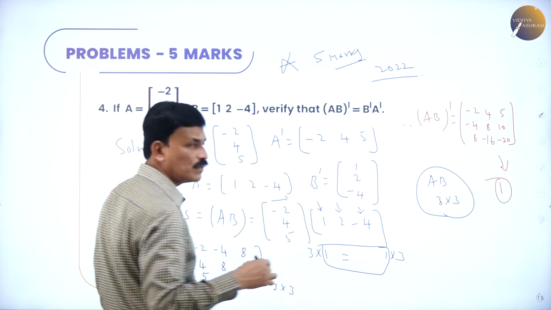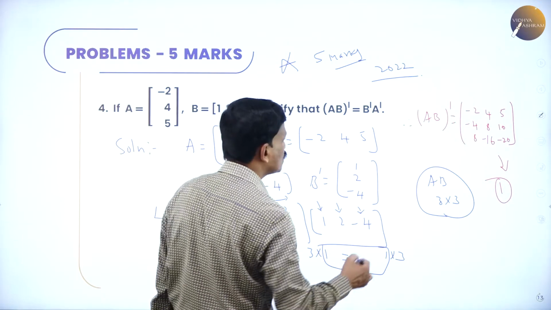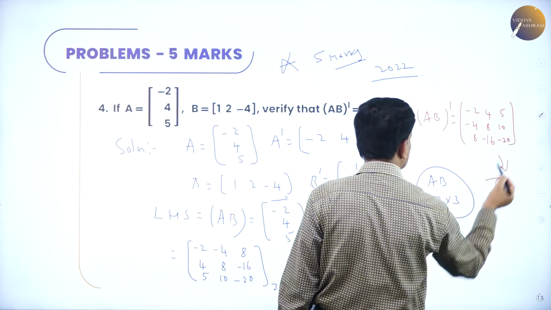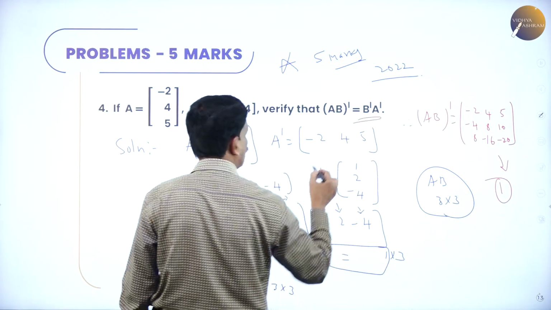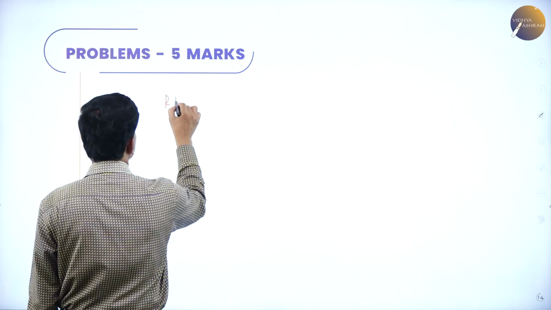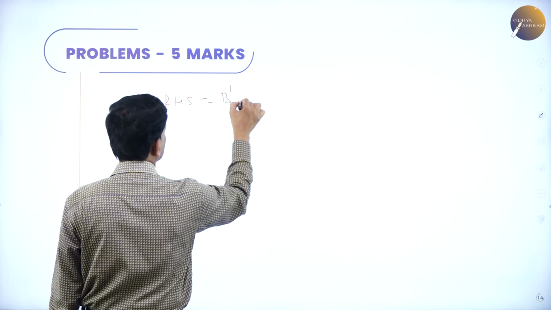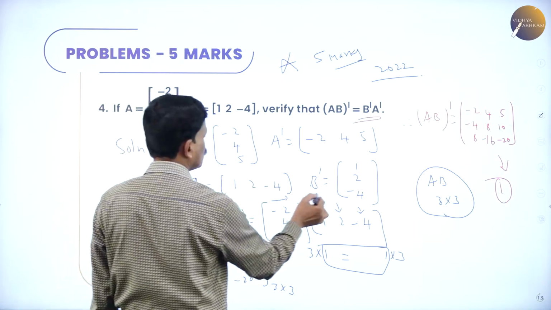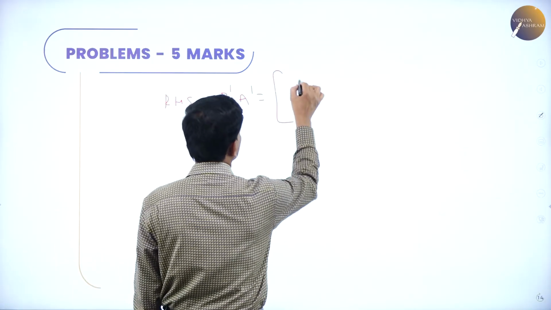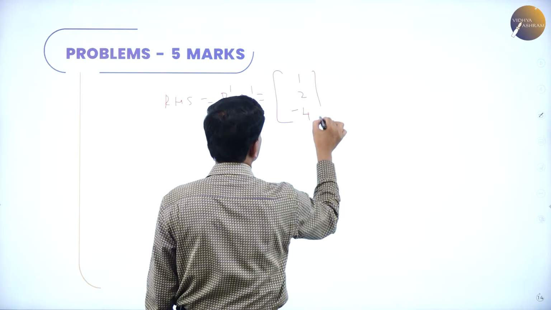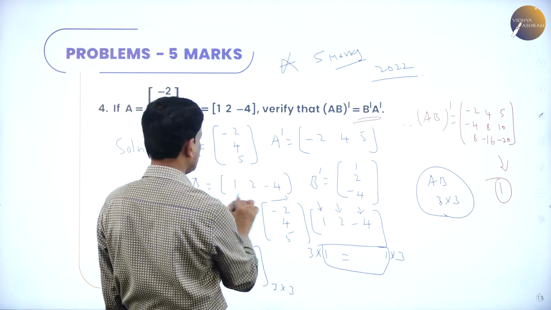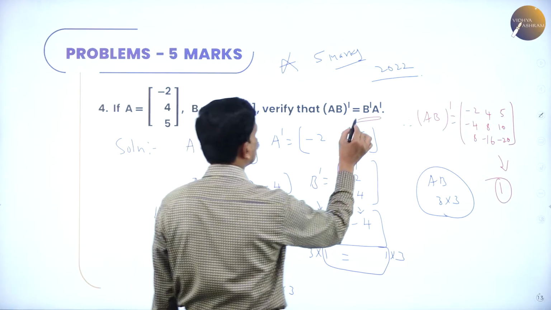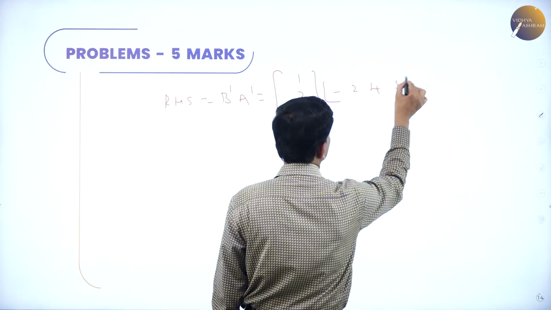Okay. Now let us come to the right hand side, that is RHS. This is 20, not 26. This is 20. Now come to the RHS. Now B dash into A dash. What is B dash? The transpose of this. B dash is 1, 2, minus 4. 1, 2, minus 4 into A dash. What is A dash? A dash is equal to minus 2, 4, 5. Minus 2, 4 and 5.